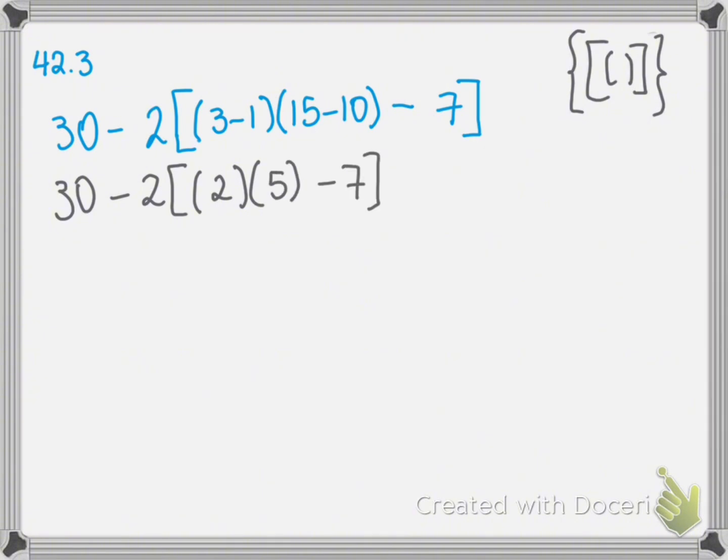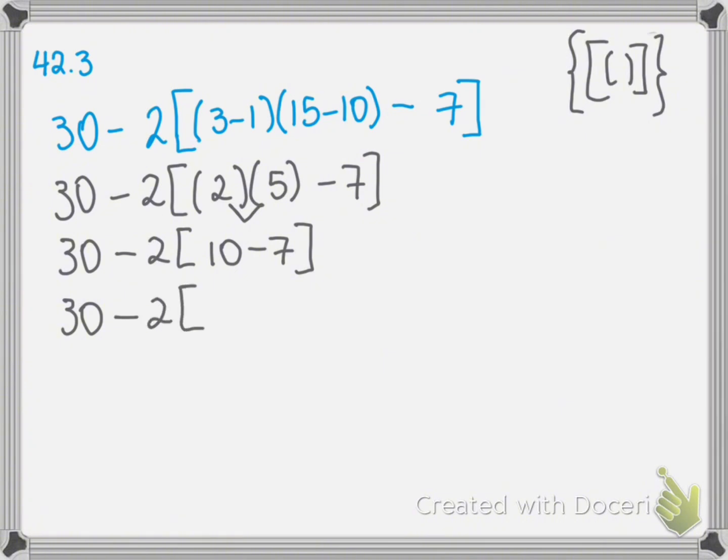Now those brackets are not simplified yet, so we have to continue simplifying what is inside. 2 times 5 is 10, and 10 minus 7. Again, we keep everything the same, and then we simplify 10 minus 7 is 3. Now we're ready to use the 2 to multiply times the 3. And now we can subtract, and the answer is 24. You have to work in order so that you don't make any silly mistakes.